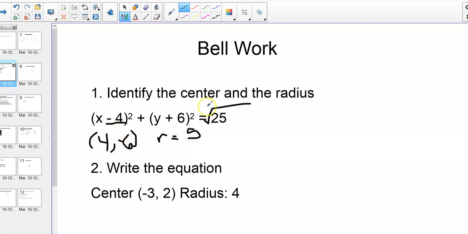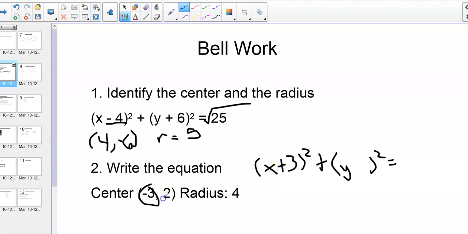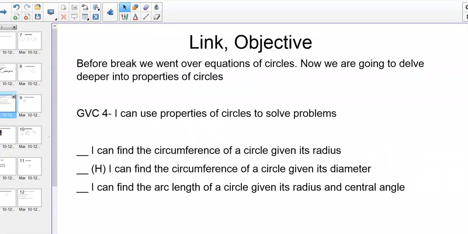Okay, for number 2, I'm basically doing this backwards. I'm writing the equation. So I'm going to set up parentheses x squared plus parentheses y squared equals. So the opposite of -3 is a +3, so I'm going to write +3. Opposite of +2 is -2, so -2. 4 squared gives me 16. And pardon my disgusting handwriting, but I am doing this with a computer mouse, so hopefully that'll get better as time goes on.